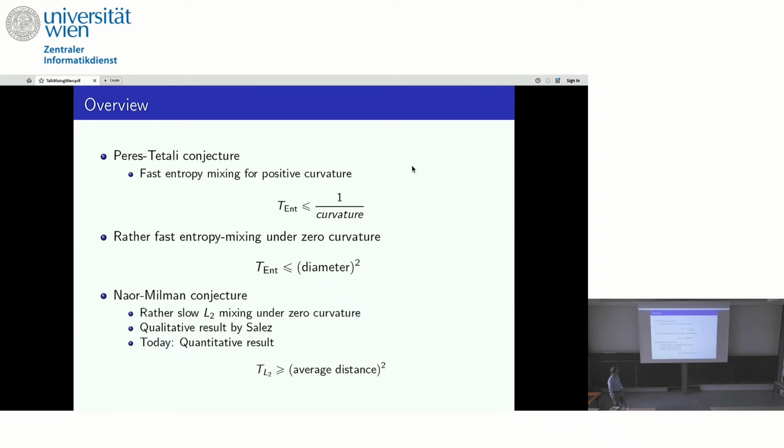The third part, if time allows, is the Aldous-Milman conjecture. That was the question of whether non-negatively curved graphs can be expander graphs. That was first solved by Justin Salez using Benjamini-Schramm limits, but because of the technique, this was a purely qualitative result. Today, I would like to talk a little bit about the quantitative version, that one can estimate this relaxation time, or 1 over the spectral gap, by the average distance.